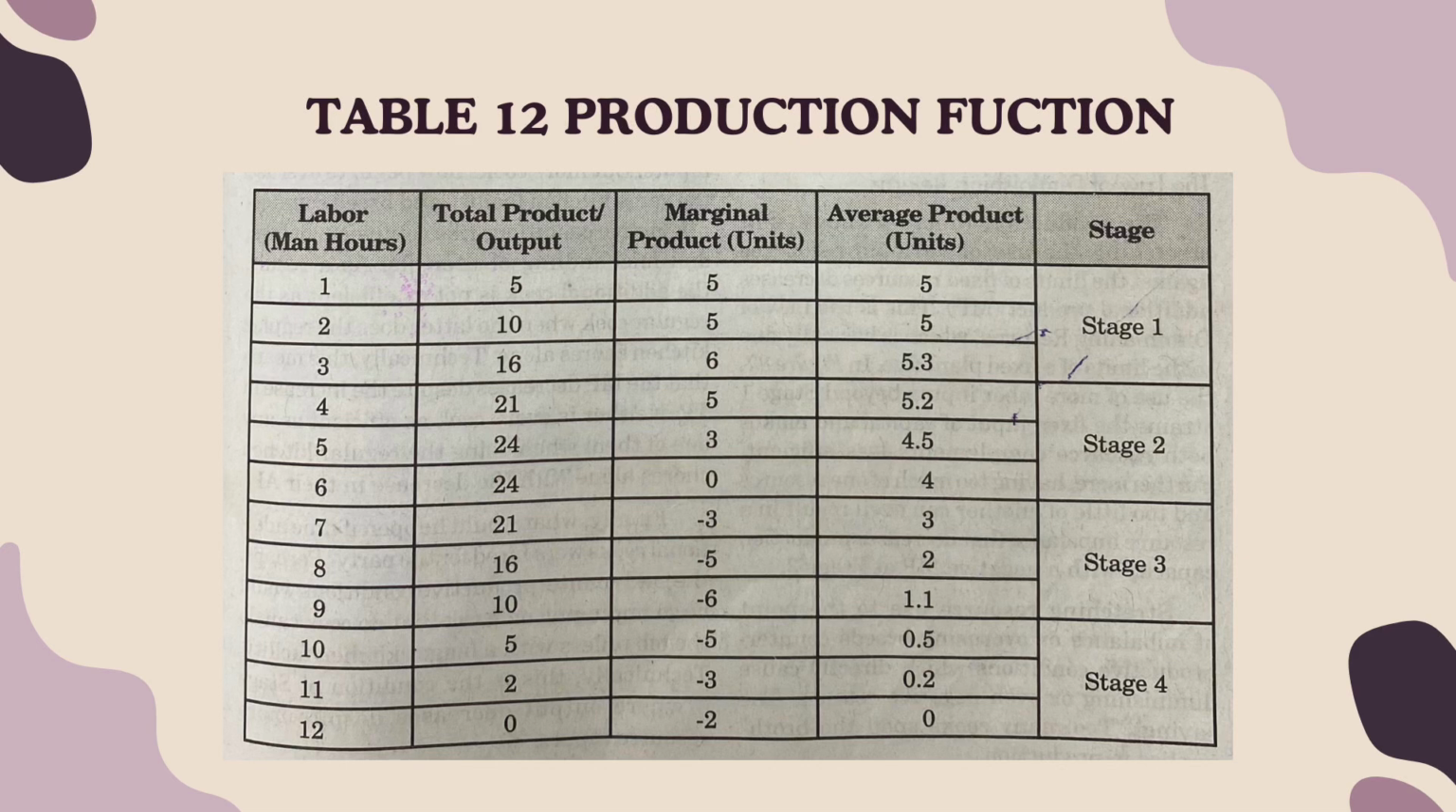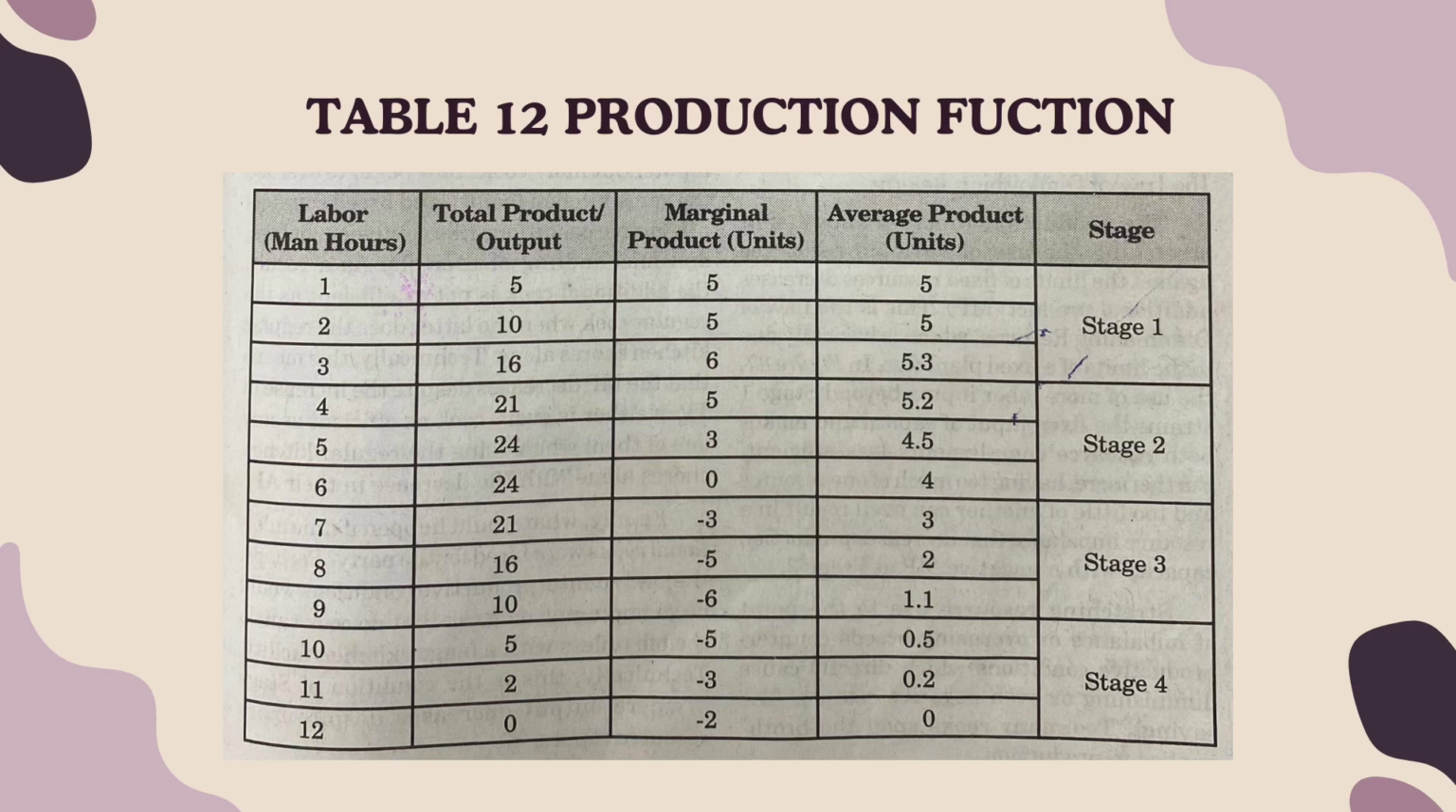Total product is the total output produced at different levels of labor input. Marginal product is the additional output produced by adding one more unit of labor. Average product is the total product divided by the number of labor units used.